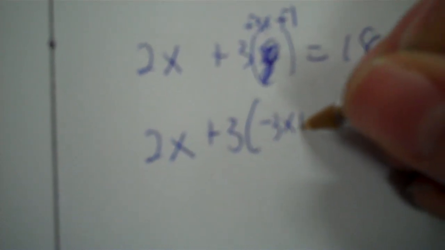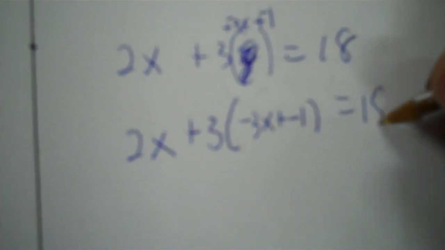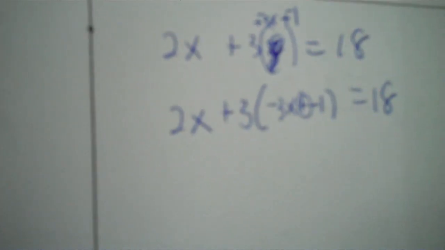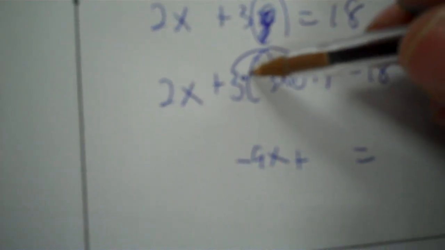So you have 2x plus 3, parentheses, -3x plus -1, and then after the closing of the parentheses, we're equal to 18. So here's the plus, okay? So we have to distribute. So 3 times -3, drop your plus down. 3 times -3x is -9x, and 3 times -1 is -3. Then I add the 2x into the equation. And over here we just got our 18.